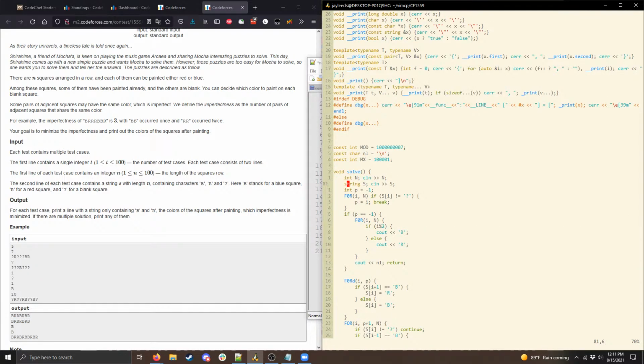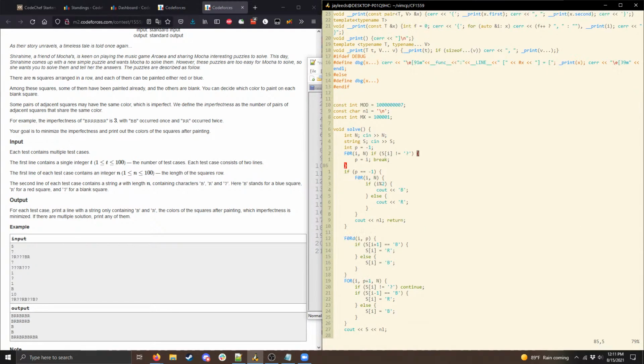For B, I'll show you my code now. This is a little more involved. The first thing I do is find the position of the first letter. I iterate through the elements from 0 to n, and if it's not a question mark, then I set P to I, and then I break. Now, if P equals -1, then we haven't found any letters. It's just a bunch of question marks. So here I just alternate B and R by printing B when I is odd and R when I is even.